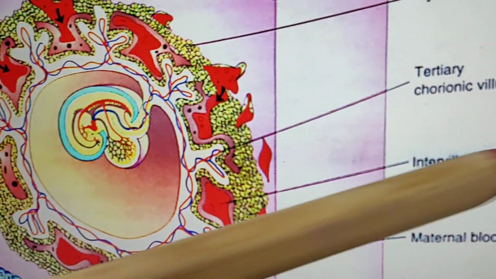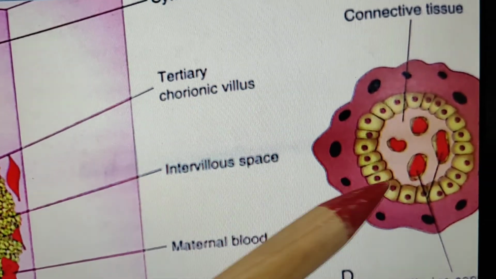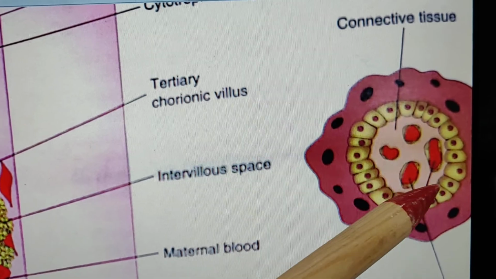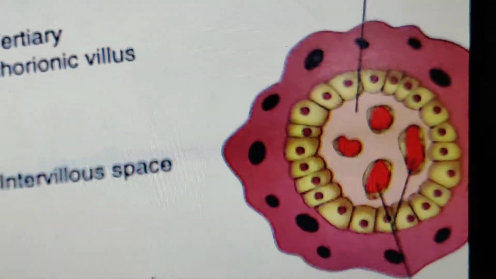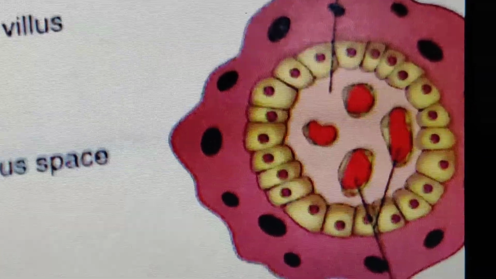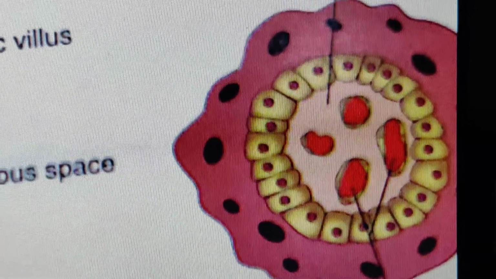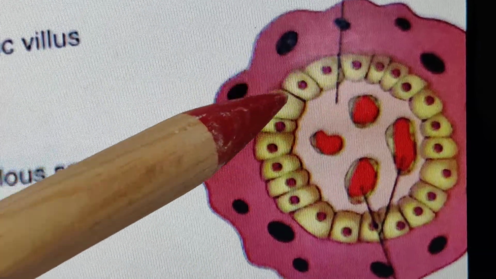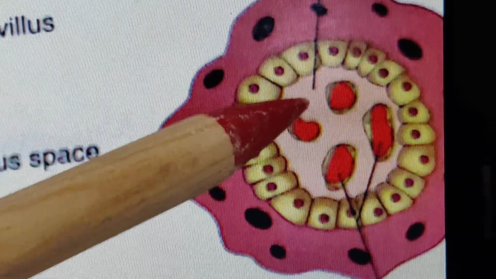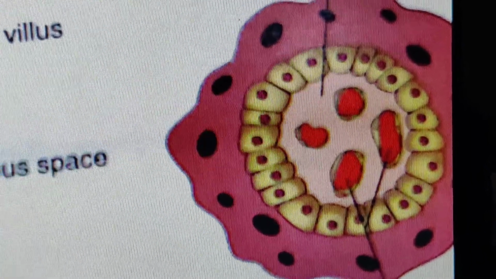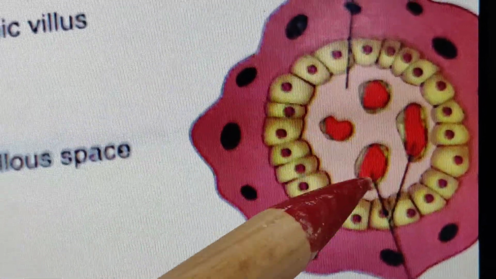Now if you see the section of a tertiary villus, see in the center of this mesoderm, vessels are present, capillaries are present. Now if you count, the first layer, outermost, is the syncytotrophoblast. Then the second layer is the cytotrophoblast. Then the third layer is the connective tissue, or we can say the mesoderm, extraembryonic mesoderm. And the fourth layer is the wall of the capillaries, that is the endothelium along with basement membrane.